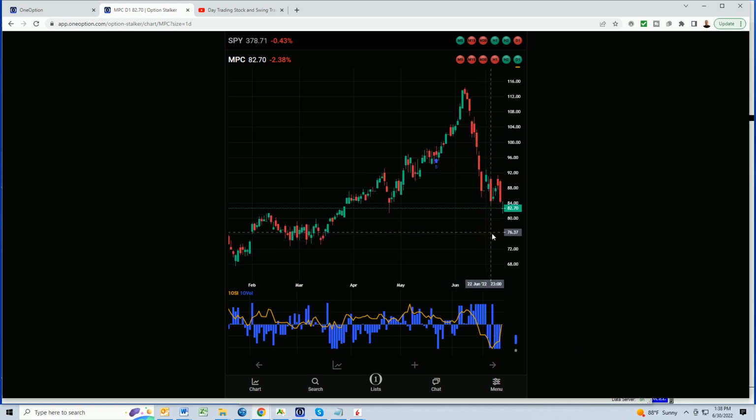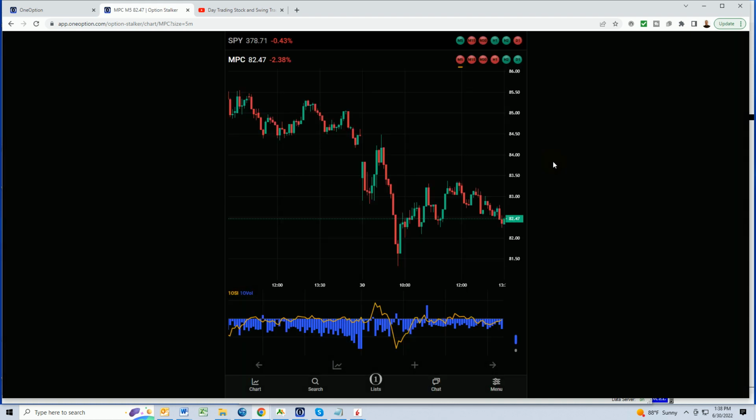That is a big decline. You can see how the stock is compressing right in here. It's got some horizontal support right in here, right on that candle. But yes, this is a weak chart. Let's take a look at that 5-minute chart.